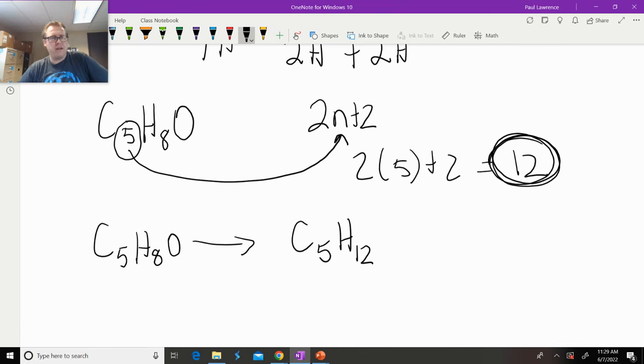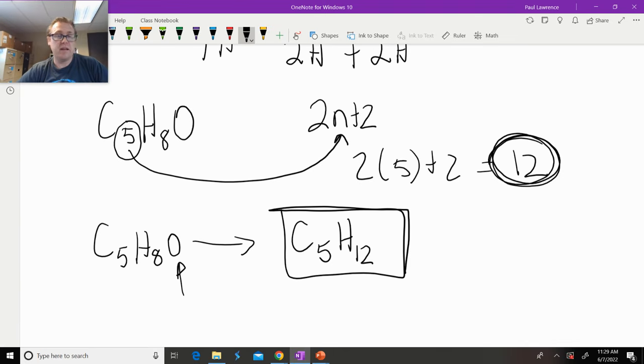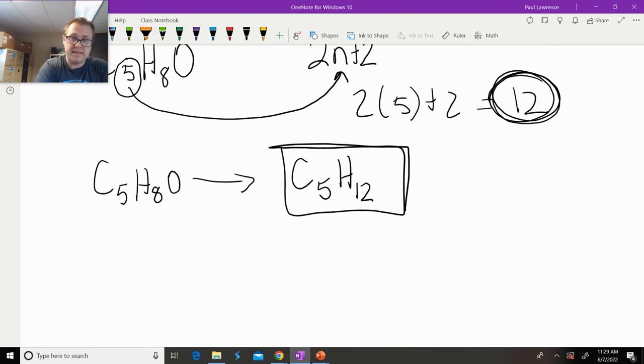So what we're doing here is trying to figure out the maximum amount of hydrogens possible. When you have oxygen atoms in your molecule of interest, you just ignore that it even exists, and then you have this as your saturated molecule. Now we do the same thing that we did in the previous example.